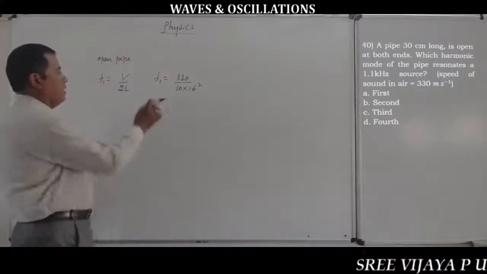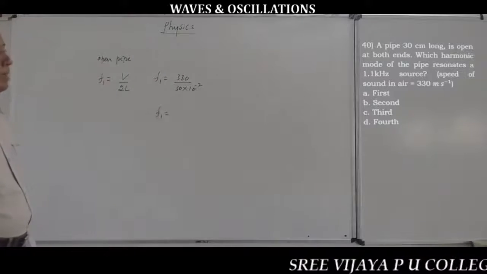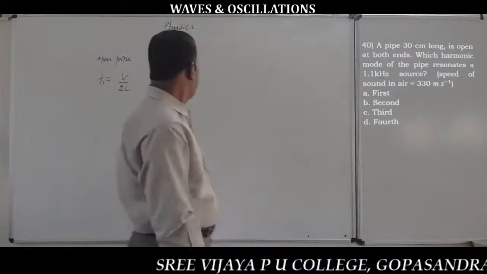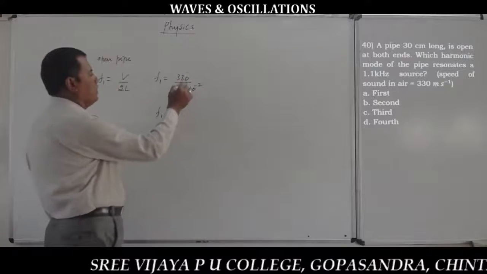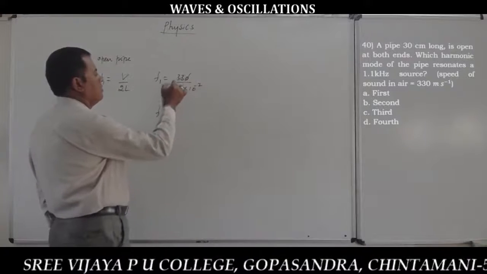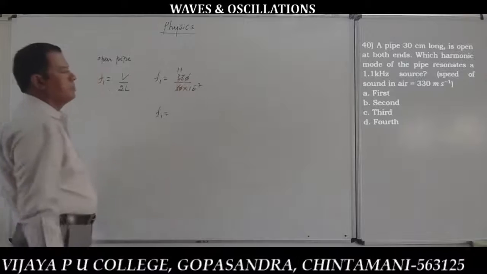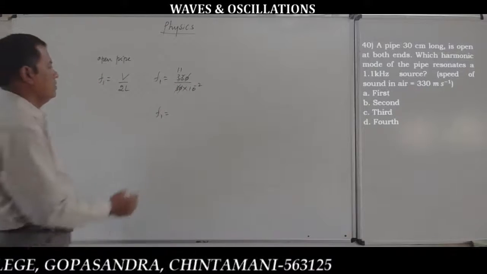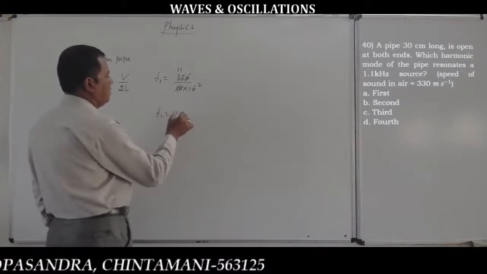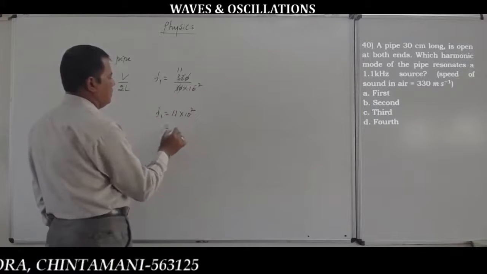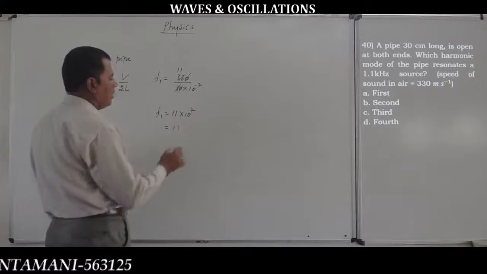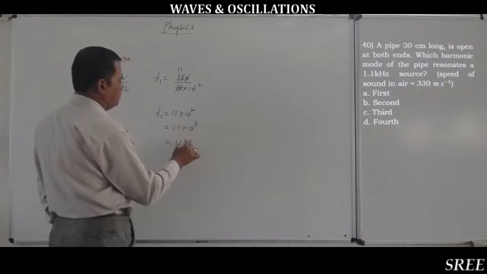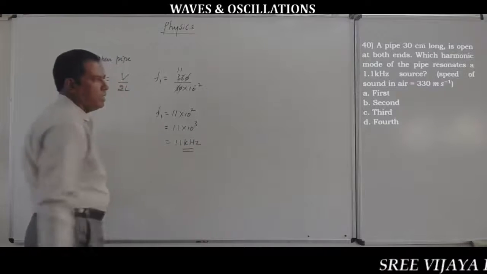So now the fundamental frequency in case of an open pipe is given by 330 by 30. Length is given as 30 centimeter. So therefore 330 by 30 into 10 power minus 2. So 3 ones are 3, 11s are 11 into 10 power 2, or 1.1 into 10 power 3. 1.1 kilohertz.